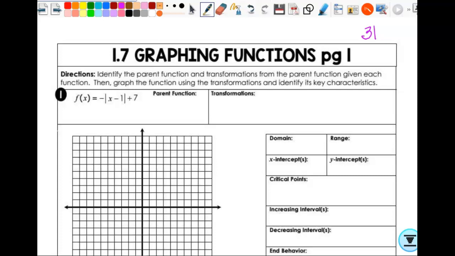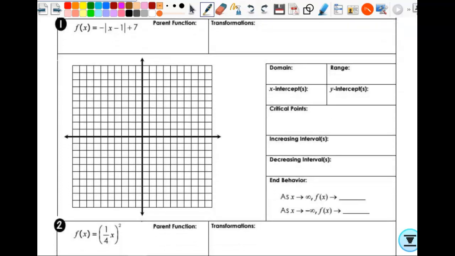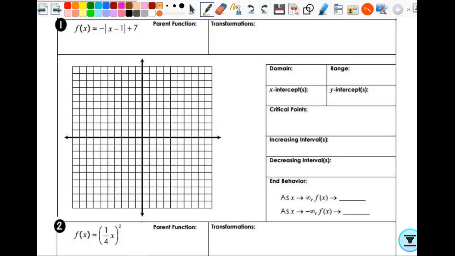And let's see. So we are going to identify the parent function and transformations, and then we're going to graph these. We're going to start when it says identify the parent function. There are 3 things to identify: the name of it, the equation for it, and the little sketch of it. So what is the name of this parent function? Absolute value. The parent function is f of x equals the absolute value of x. And then the little parent function sketch looks like this, right? You need all 3 pieces.